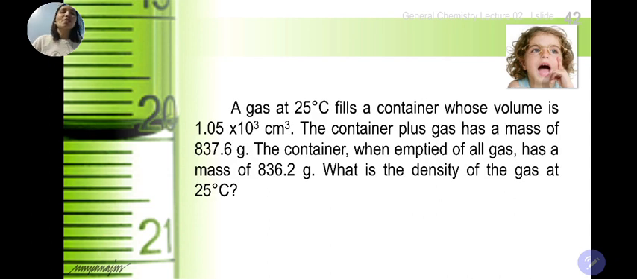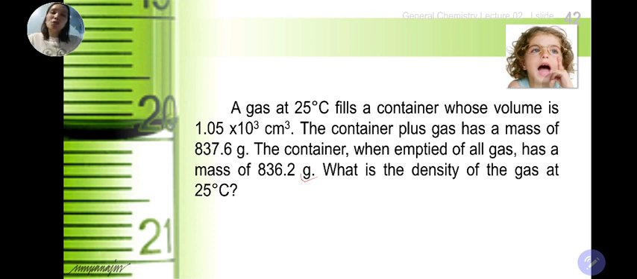Okay. Our next exercise: a gas at 25 degrees Celsius fills a container whose volume is 1.05 times 10 to the third centimeter cubed. The container plus gas has a mass of 837.6 grams. And then the container, when emptied of all gas, has a mass of 836.2 grams. What is the density of the gas at 25 degrees Celsius?